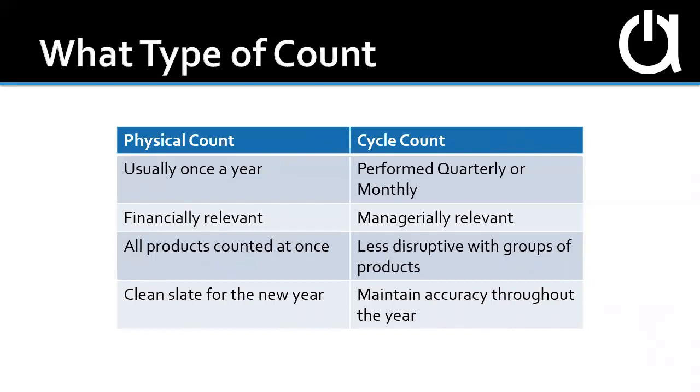Lastly, physical counts give you a clean slate for the end of the year or the new year. You can be confident going into January 1st that the inventory is accurate. The cycle counts will also help maintain your accuracy throughout the year. So if you're not doing regular cycle counts, it's definitely something that would be suggested to make sure that that count number is actually being calculated every so often rather than just once a year.